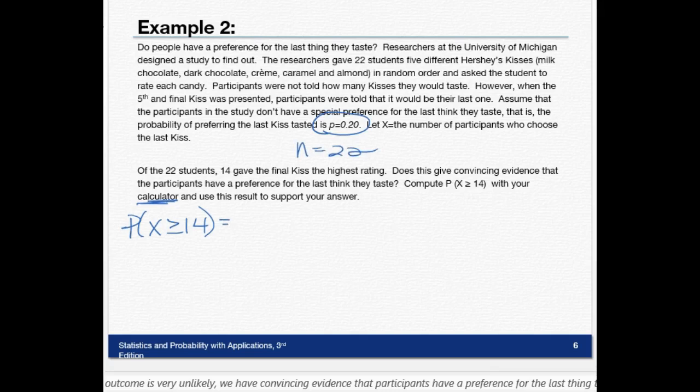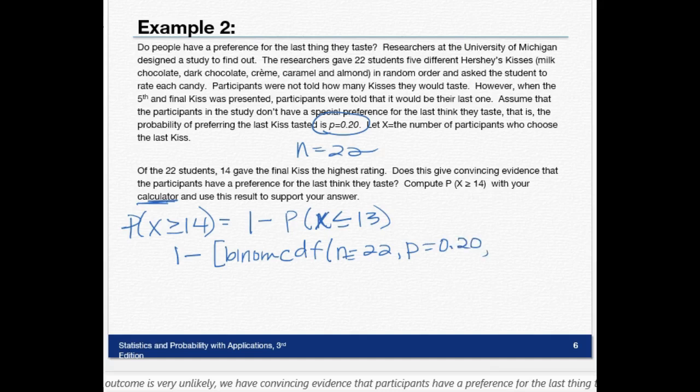So remember, if it's a greater than, I have to do 1 minus, and then I find the probability that x is less than or equal to 13, right? So in my calculator, I'm going to do it this way. I'm going to do 1 minus, and I'm going to go in and do binomial CDF, and it's going to ask me how many trials were there. There are 22 trials. What is the p-value? It's 0.20. And then what is my x value I'm interested in? Well, that comes from right here. That's 13. Okay? So I can put it in the calculator just exactly like that.